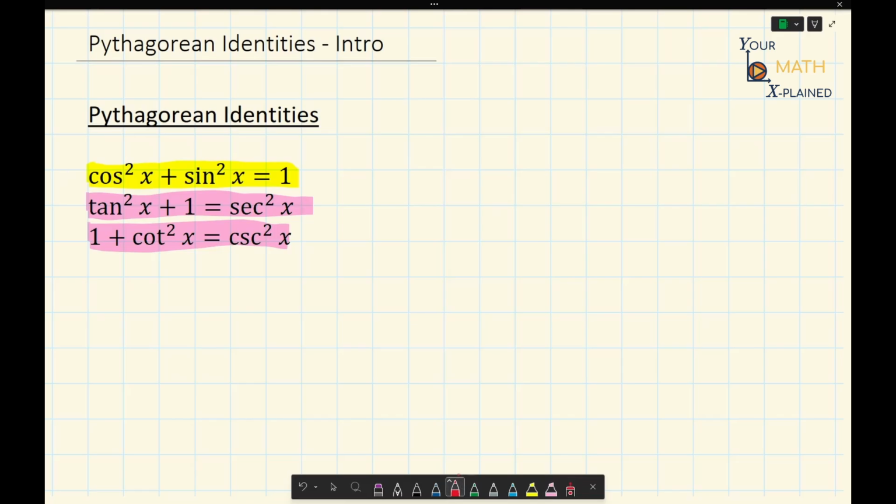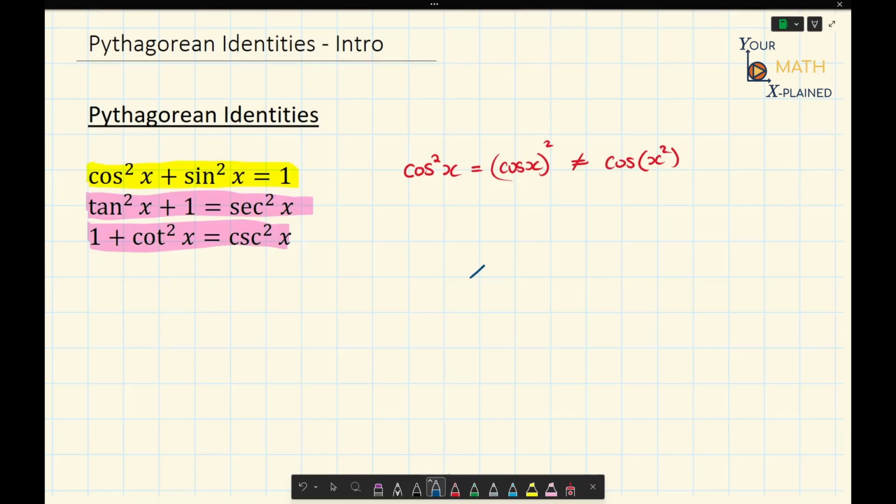So a quick note on notation. When we say cosine squared of x, this is equal to cosine of x all squared. This is not equal to cosine of x squared. So now let's take a look at the proof for the first one.